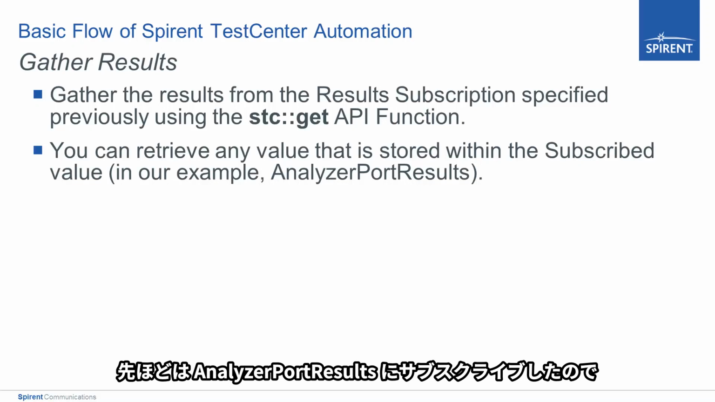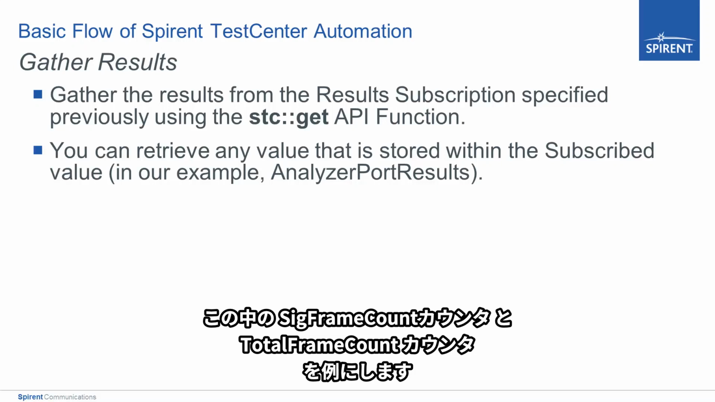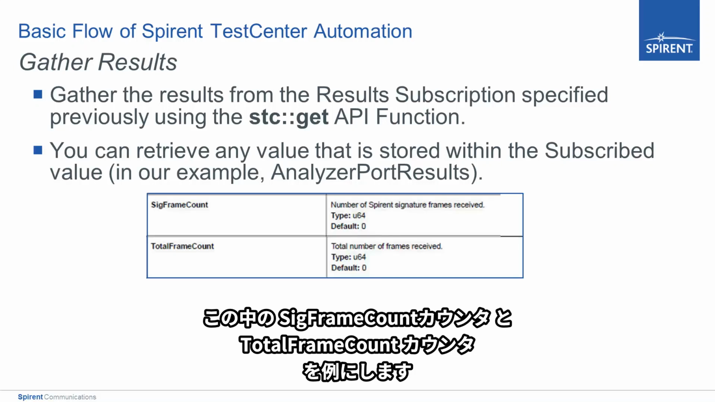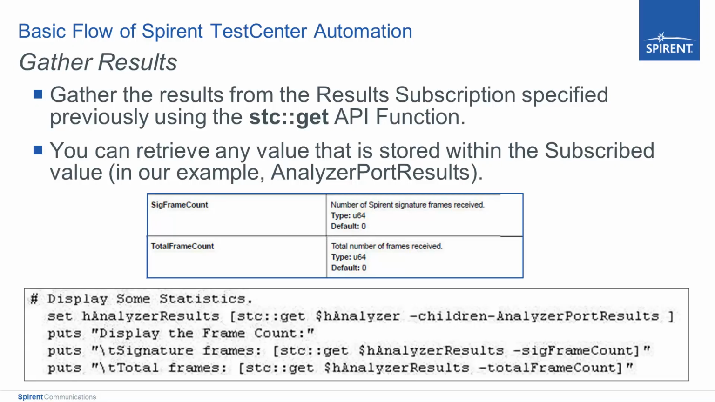Previously, in this subscription, we wanted to access the analyzer port results. And I showed you that basically we were going to look at two items, sig frame count and total frame count. This is as presented within the documentation. Now we're going to display it in our sample code.